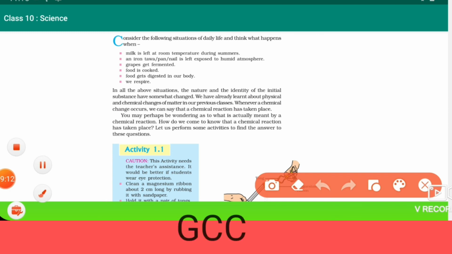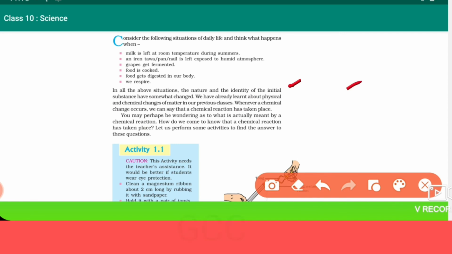What they told, in all the situations, the nature and the identity of the initial substance have somewhat changed. We have already learned about the physical and chemical changes of matter. Whenever a chemical change occurs, we can say that a chemical reaction takes place. Then they are asking, you might be wondering what is actually meant by a chemical reaction. How do we come to know that a chemical reaction has taken place? To prove that, they have given you one activity that we are going to do.